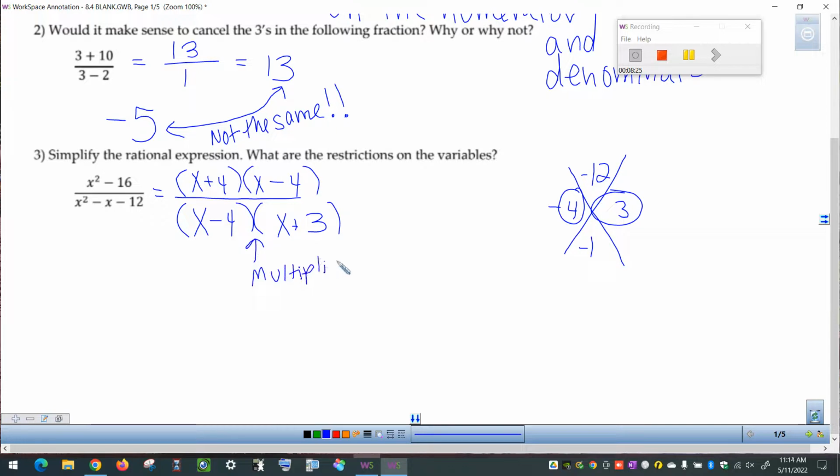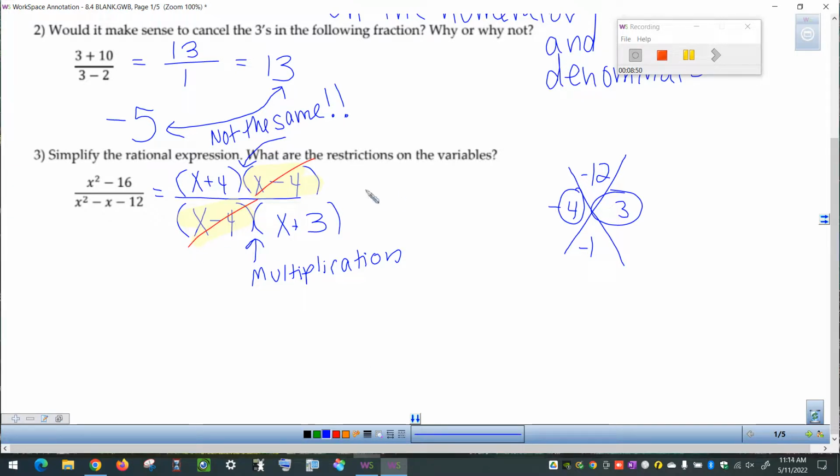Okay, all right, so now notice that we have achieved this multiplication. So we've got multiplication now on the top. It's happening right here where those parentheses are touching. And we also have multiplication down here on the bottom where those parentheses are touching. And so that means that if we have a common factor on the top and bottom, like in this case we have an x minus 4 on the top and an x minus 4 on the bottom, we can go ahead and cancel that out.